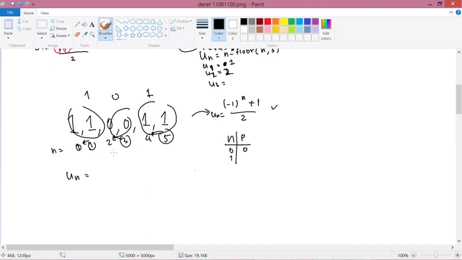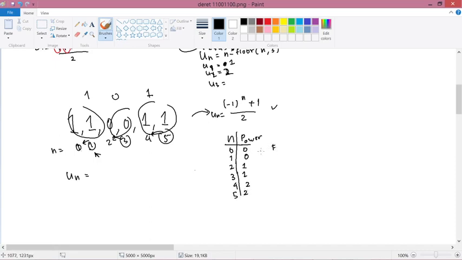So if n is 1, we want the power to be 0. If n is 2, we want the power to be 1, because minus 1 to the power 1 is minus 1, and minus 1 plus 1 is 0, and 0 divided by 2 is 0. So for n is 3 we want the power to be 1, and for 4 we want the power to be 2, because 4 and 5 are divided by 2. So how can we do this?